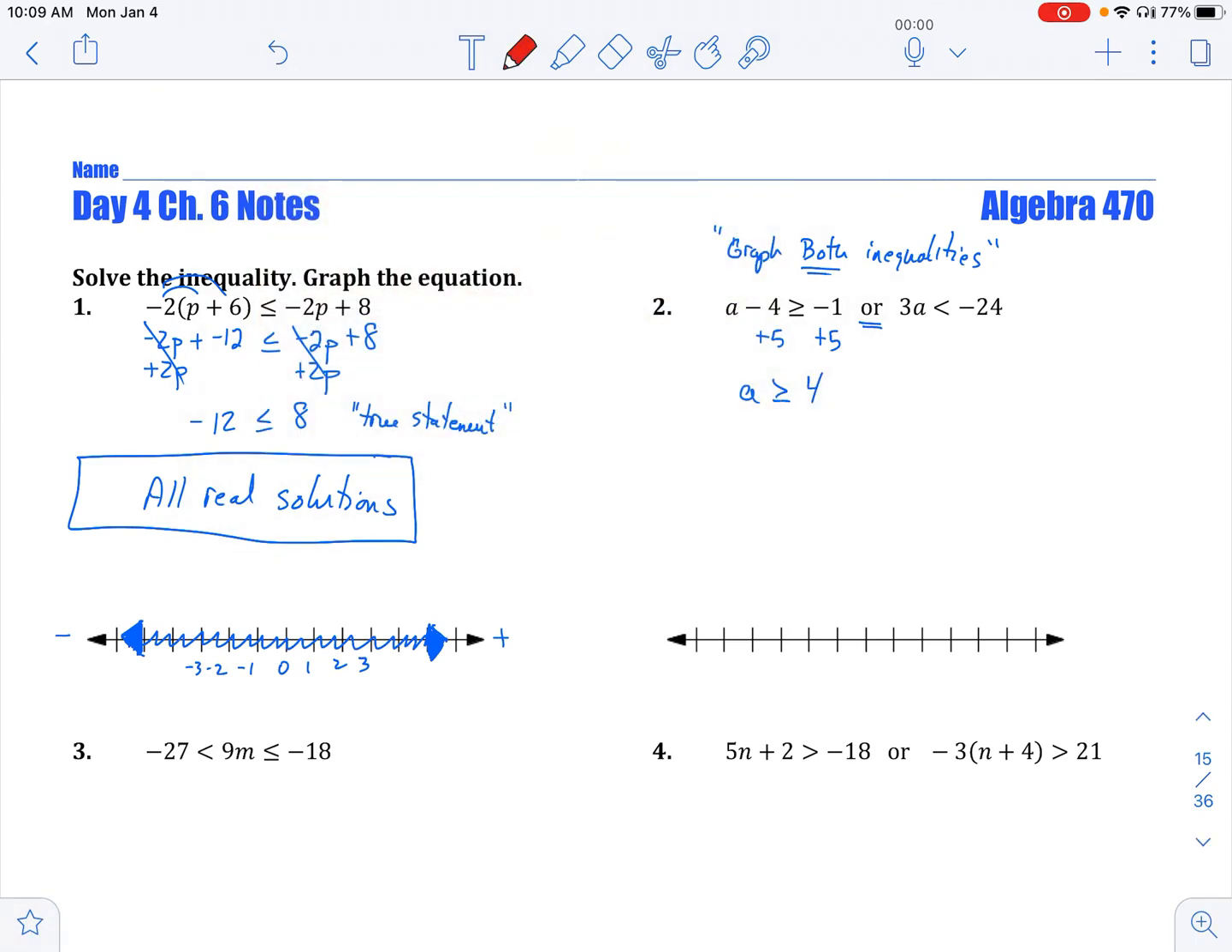I'm going to also solve this one over here. I'm going to divide by 3. I'm going to get a is less than negative 8. I'm going to write the inequality where I have a as both being larger than 4 or a is allowed to be less than negative 8. If I need to fit this on my number line, I am in fact going to count by 2's just to make sure that I can fit it all in.